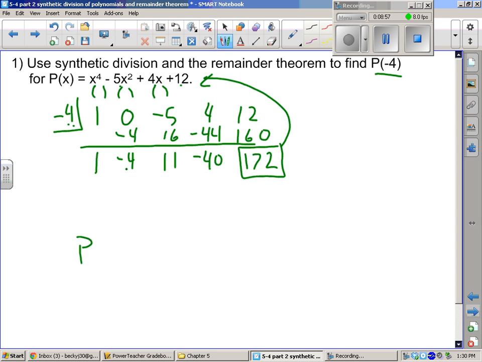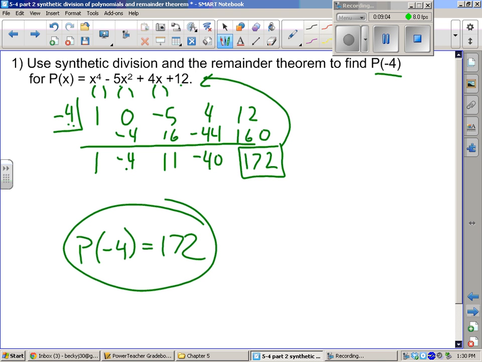So if this is like a test or something, you should write this. Right on. So synthetic division makes it easy to find the substituting. It's fast, it's quick, and then you don't have to worry about the powers or the signs or anything when you substitute, or typing it in the calculator.